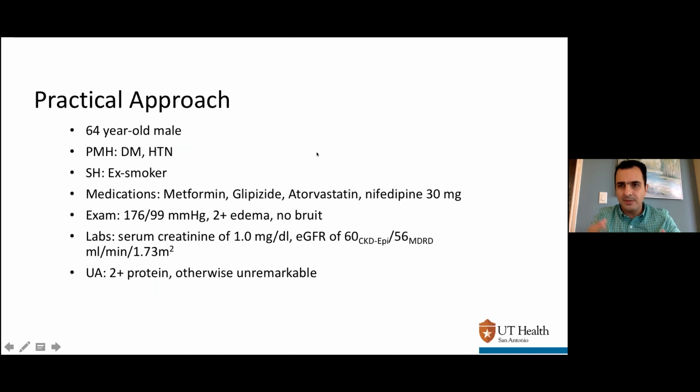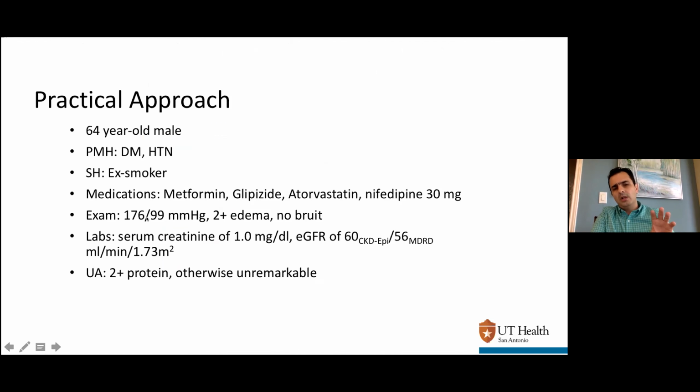So I'm going to present some cases throughout the lecture so that I can make a few points regarding the practical approach. I have a 64-year-old male patient. This is a new patient visit that comes to the CKD clinic. Past medical history is diabetes and high blood pressure. He was an ex-smoker. These are his medications, and his blood pressure is pretty high.